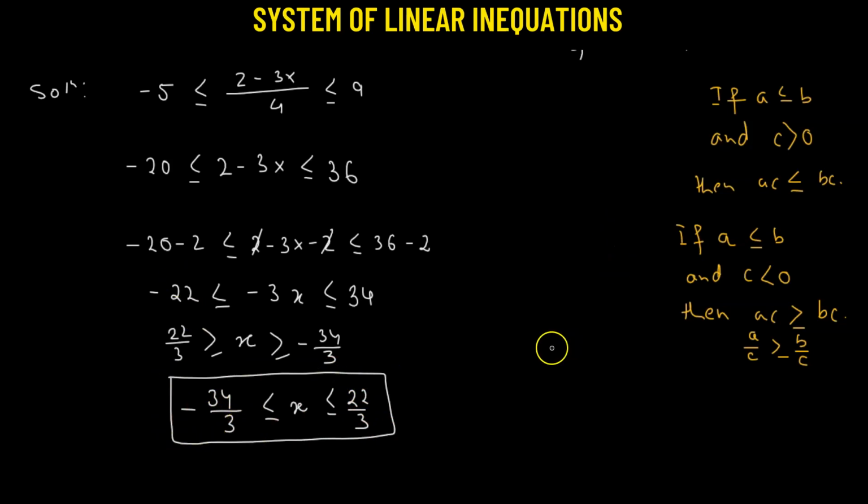We want to express this particular value in the interval form or the solution set, that will be negative 34 over 3 going all the way up to 22 over 3, and it's going to be enclosed within a closed interval because the endpoints, which are negative 34 over 3 and 22 over 3, are part of the solution. So this is the solution.